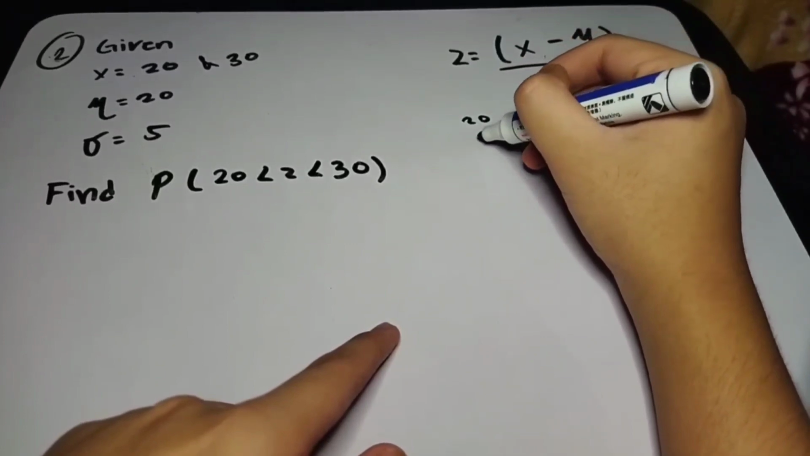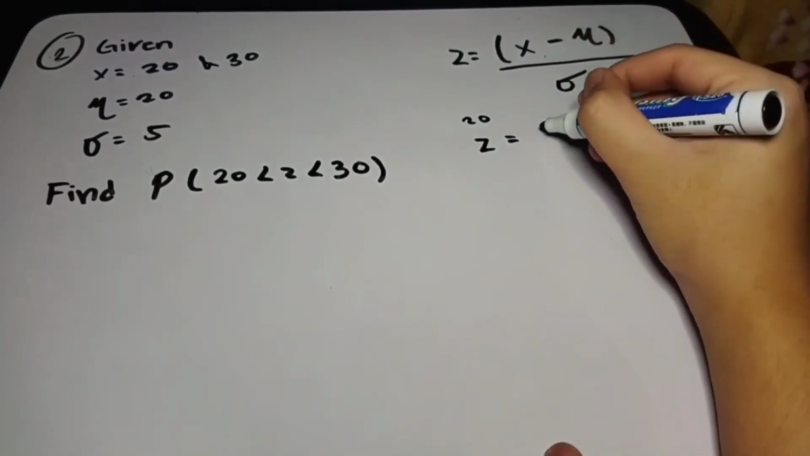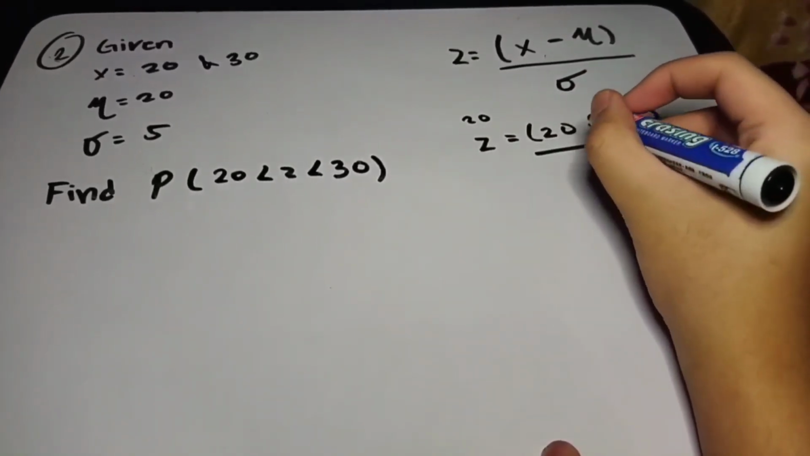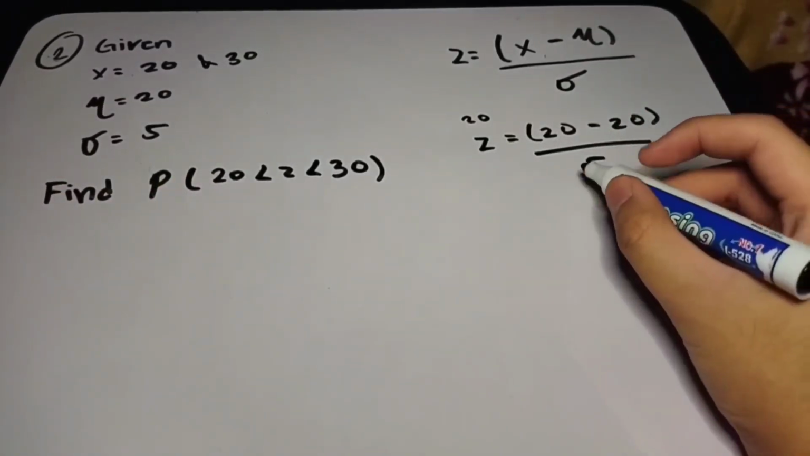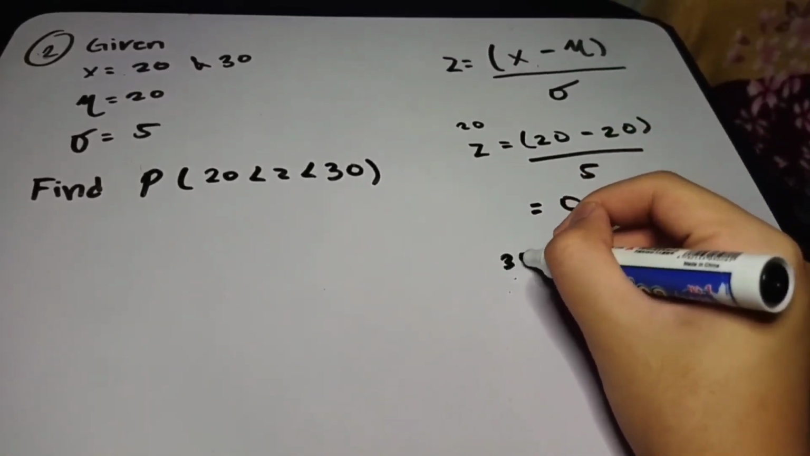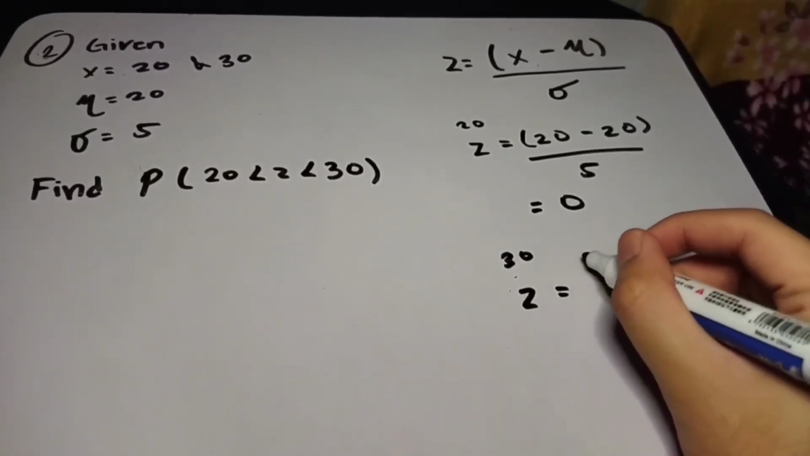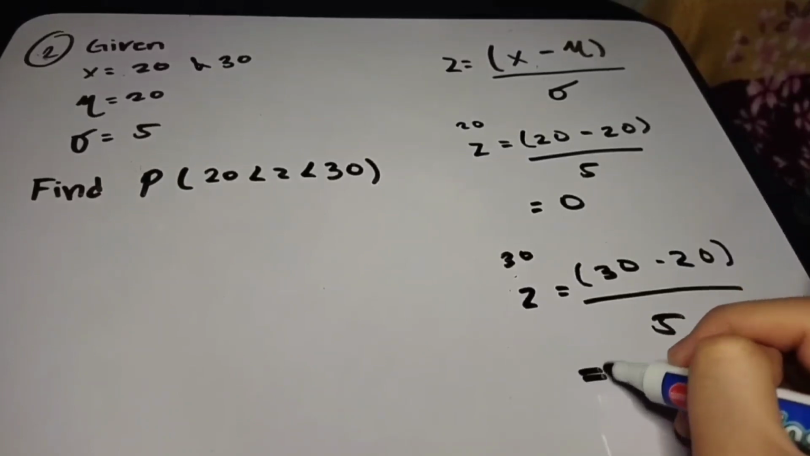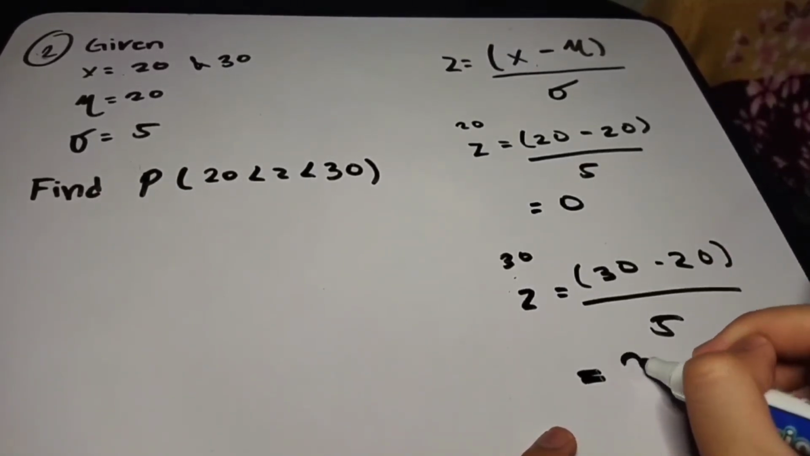So, let us substitute. That will be 20 minus 20 over 5. 20 minus 20, that will be 0, and i-divide natin sa 5 is 0 pa din. For the 30 hours, let us substitute. Will be z is equal to 30 minus 20 over 5. So, 30 minus 20, that will be 10, and divided by 5, we will have 2.